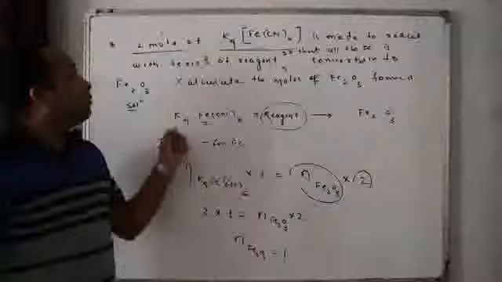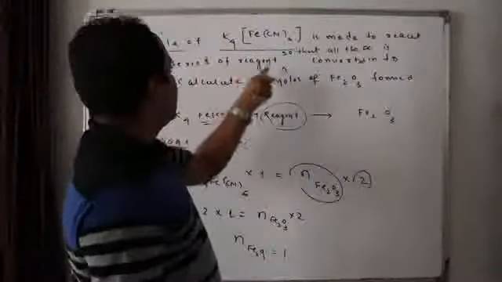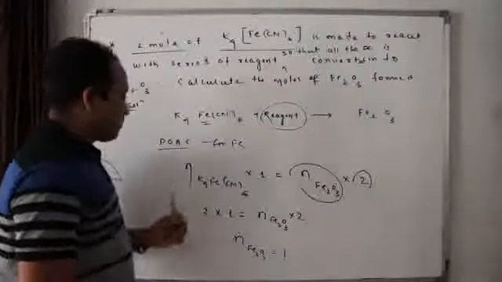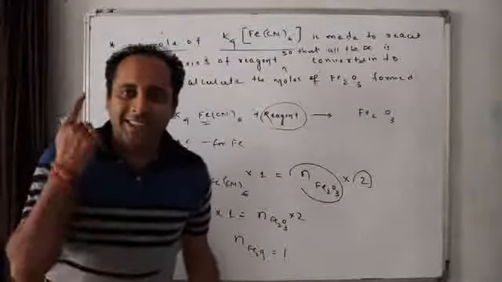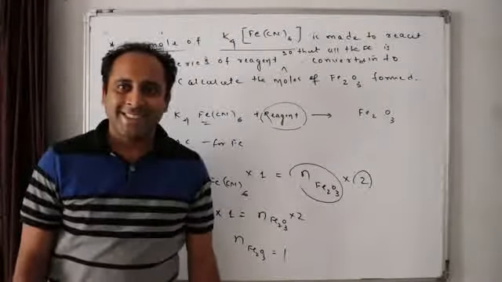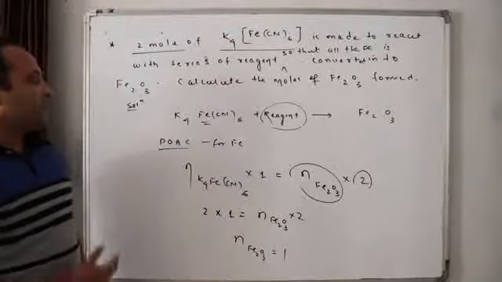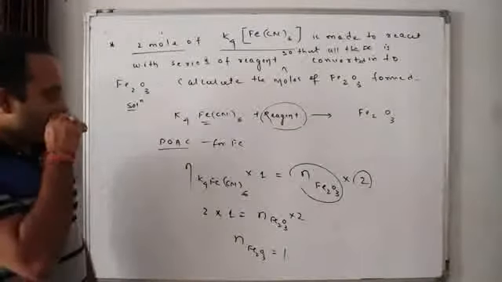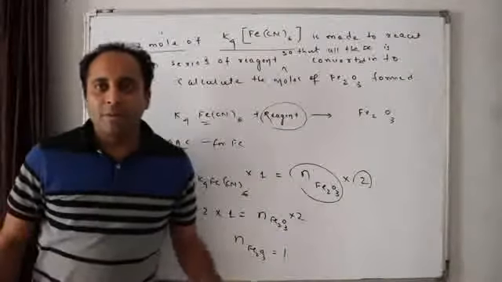Why have they given us 2 moles to react? How many moles taken? 2. Easy. Did you get my point? Now you can balance it. You can do anything. Clear? One more question.